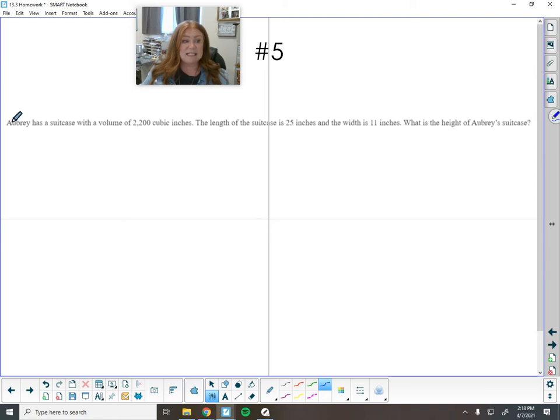Number 5 says that Aubrey has a suitcase with a volume of 2,200 cubic inches. So right here, it's telling me it's cubic inches. So that's the volume. That's my total. The length is 25. The width is 11. What is the height? So let's list out what we know.